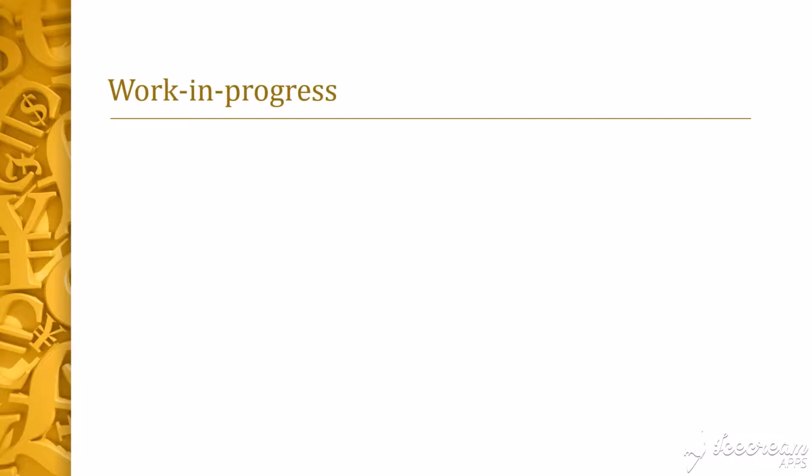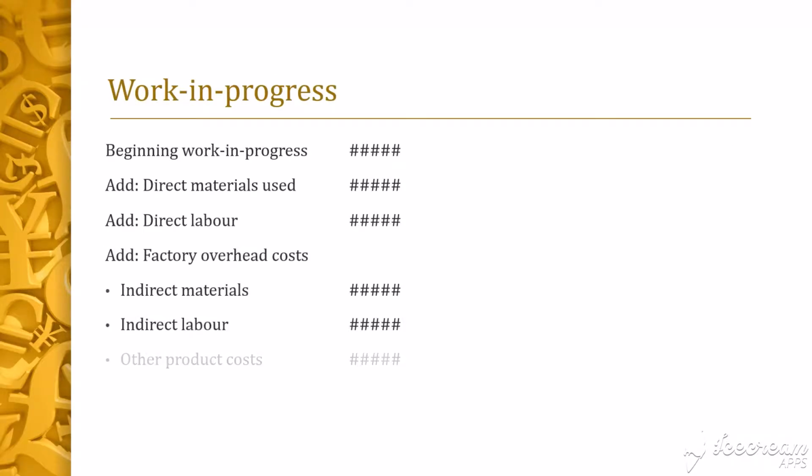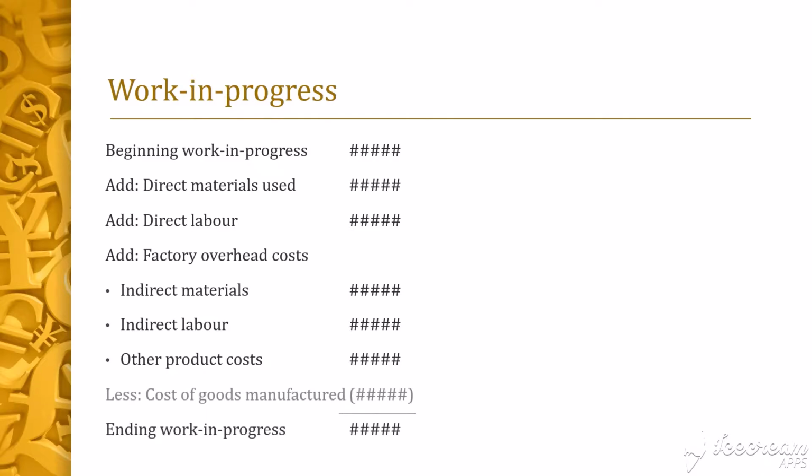Work in progress will increase when direct materials are used in the production process and when the company incurs conversion costs, which are labor costs and factory overhead costs. Please note that factory overhead costs refer to any indirect product costs like indirect materials, indirect labor, and other product costs. Goods that completed the manufacturing process will exit the work in progress.